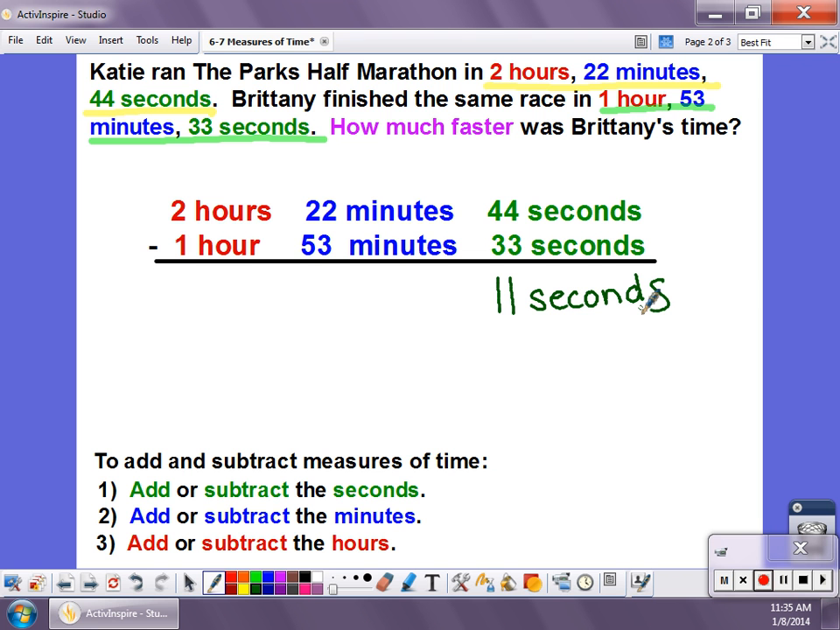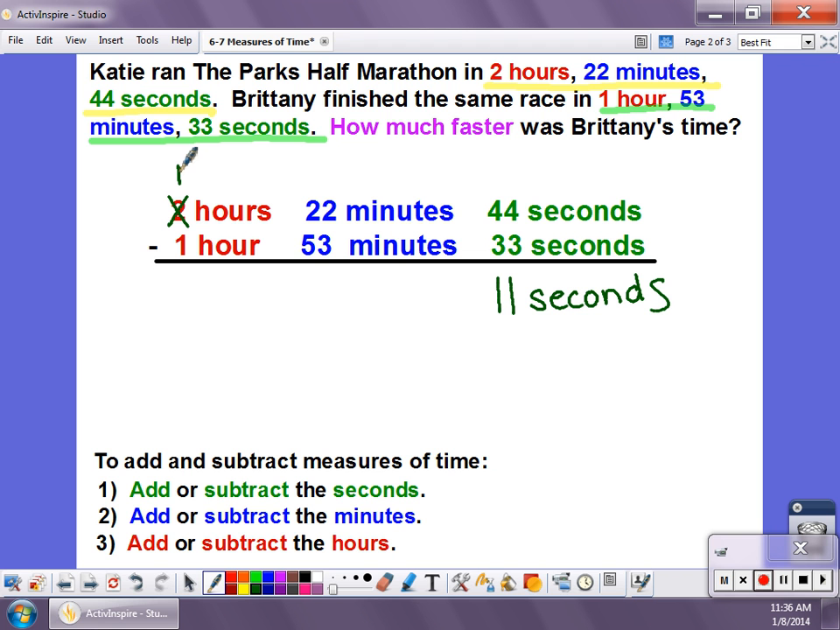Now I'm going to subtract my minutes. 22 minutes minus 53 minutes. Now here we have a problem. 22 is not big enough to take away 53, so I need to do some regrouping. And if I need more minutes, the place I get my minutes from are the hours.